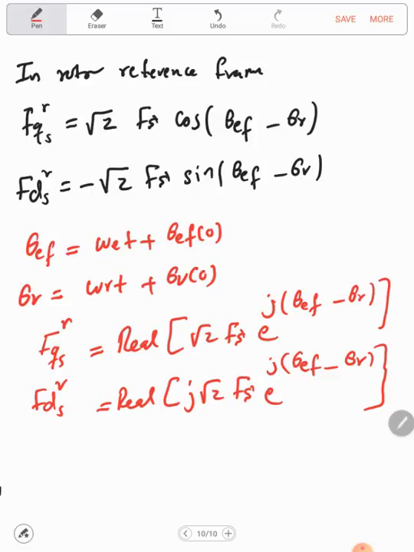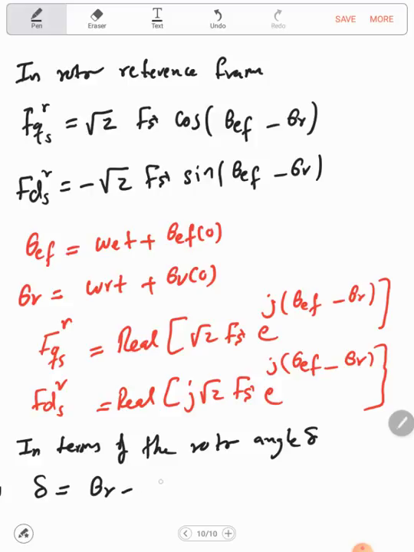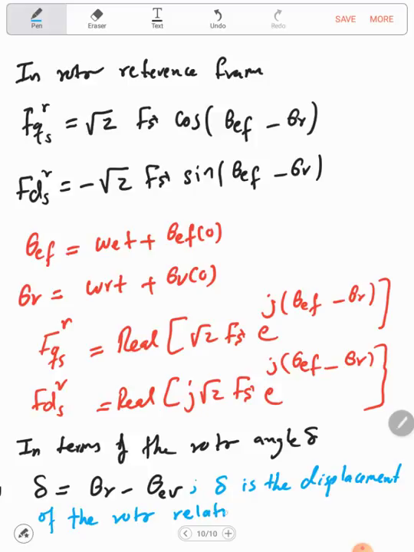Now sometimes it's better to write the phasor in terms of the rotor angle delta, where delta equals theta_r minus theta_ev. So simply, delta is the displacement of the rotor relative to the terminal voltage.